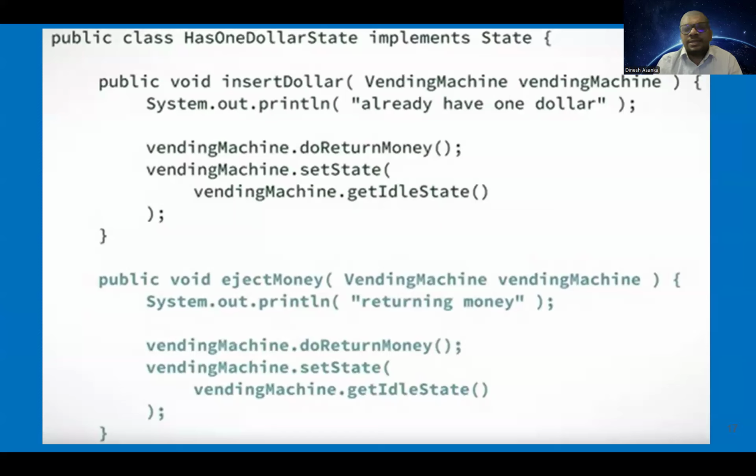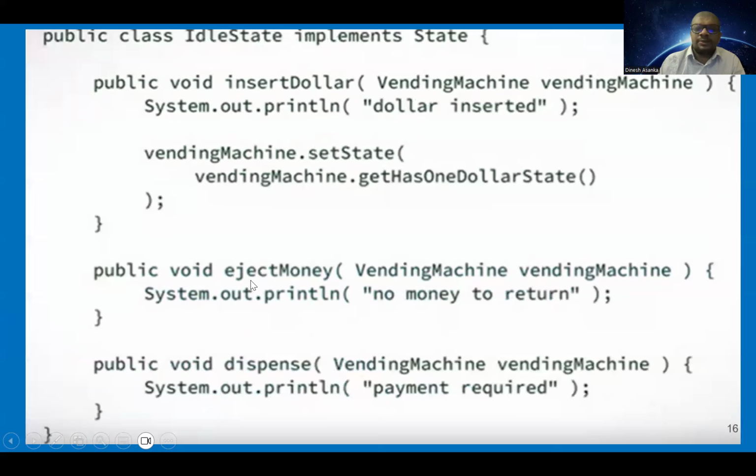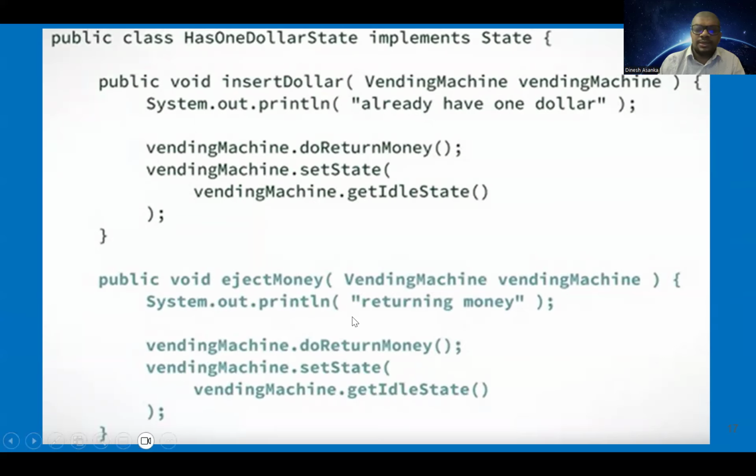Then the has $1 state class. Has $1 state means you already have a dollar. When you insert another, you say, okay, you already have a dollar, and you return that money, and the state would be idle state. Then for eject money, unlike the previous class, here you write the steps to return the money, since there is money to eject.